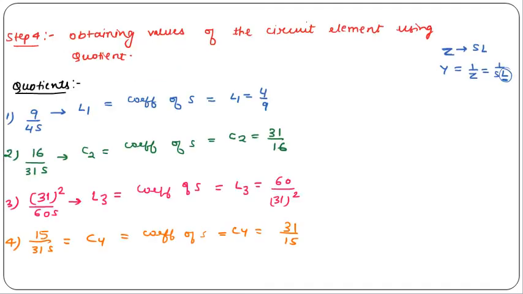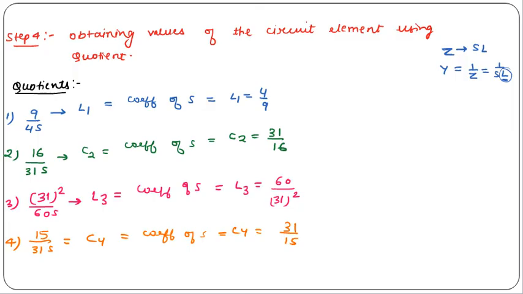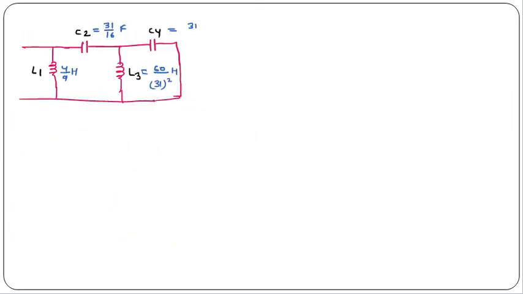So let us write. L1 value we are getting is 4 by 9, C2 is 31 by 16, then we have an inductor 60 by 31 square and then 31 by 15. So let us write the values. This was 4 by 9 Henry, and the C2 value will be equal to 31 by 16 Farad. And the L3 value is 60 by 31 square Henry, and the last, C4, is 31 by 15 Farad. So this is the circuit for the given function.